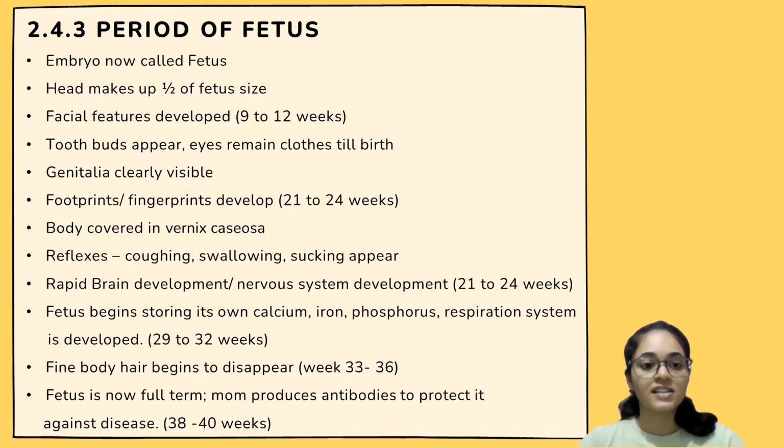The reflexes, such as that of coughing, swallowing, sucking, start appearing. There's a rapid brain development, and the nervous system starts to develop. The fetus begins to store its own calcium, iron, phosphorus. The respiration system develops. Fine body hair, which was there initially, starts to disappear. And the fetus is now full term. That is, the mom starts producing antibodies to protect it against diseases. This is the part where the child now starts resembling a human baby more. So you start calling it a baby.